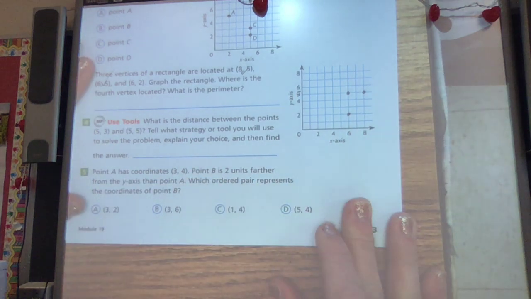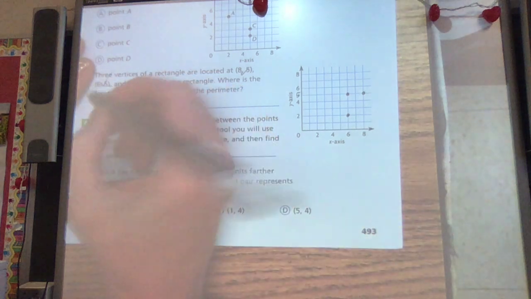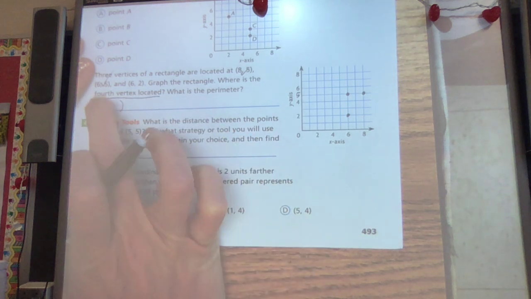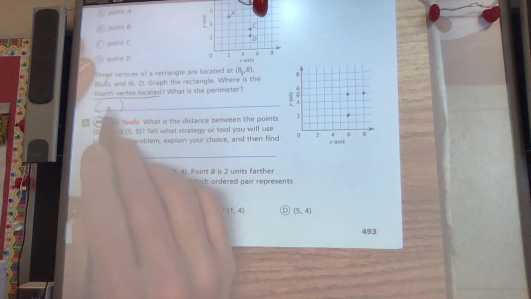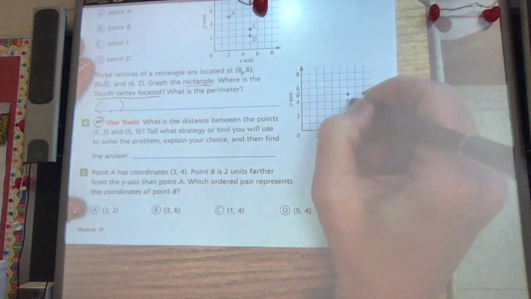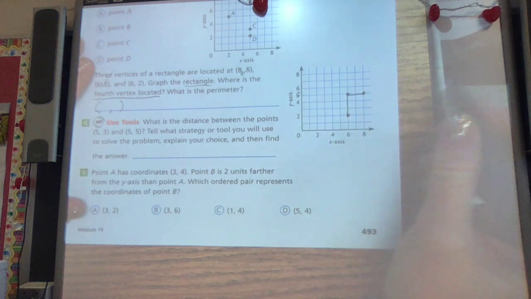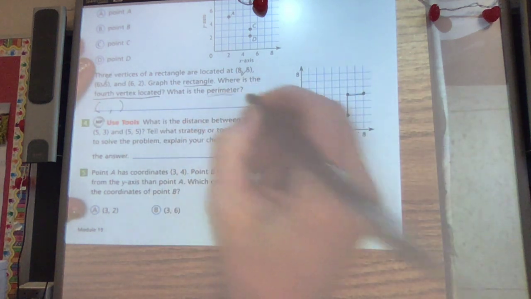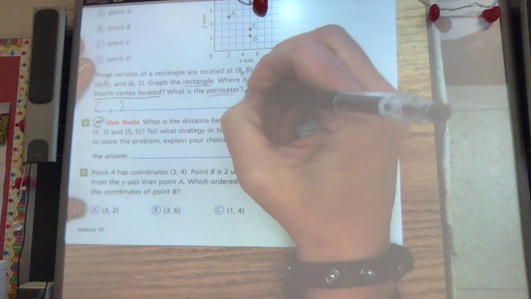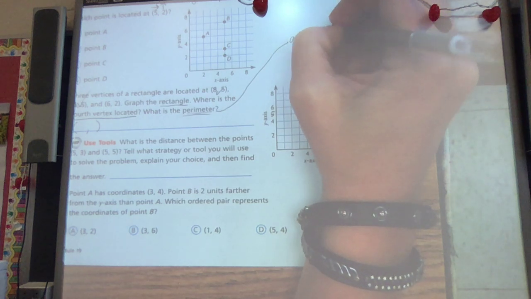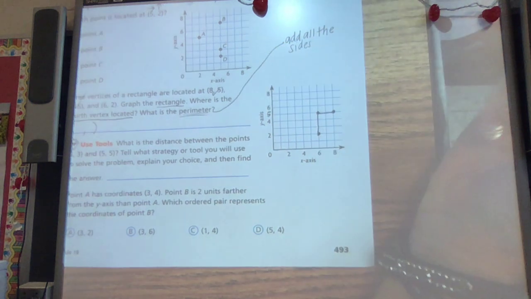Alright, so this is going to be your job. Where is the fourth vertex located? So you're going to write an ordered pair, whatever the two numbers are. Remember, you're making this a rectangle. I'm going to go ahead and connect what I have. There's only one spot that would make sense to make this a rectangle. So graph it, tell me that ordered pair. Then what is the perimeter? Remember, for the perimeter, we'll write it over here. Add all the sides.